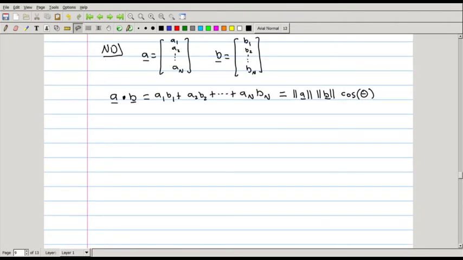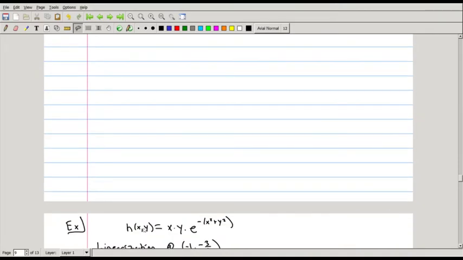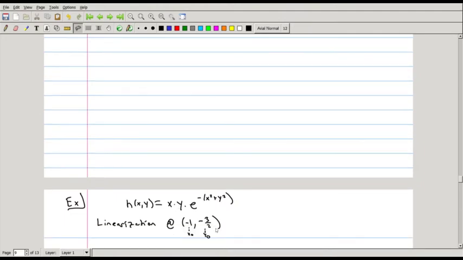So let's take a look and see what this linearization is telling us about one of the functions that we've been considering. We'll take a look at the function h of xy is equal to x times y times e to the negative x squared plus y squared that we considered before, because we've already done the calculations for the partial derivatives of this function at the point -1, -3/2. So let's go through and find the linearization first, and then visualize a little bit what this is telling us about our function.